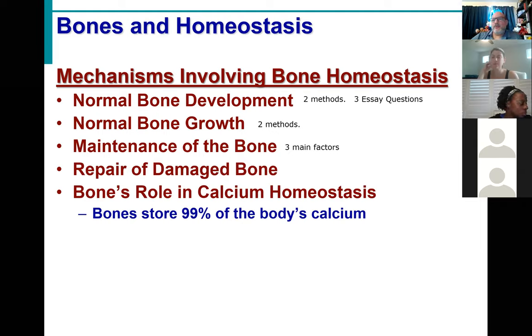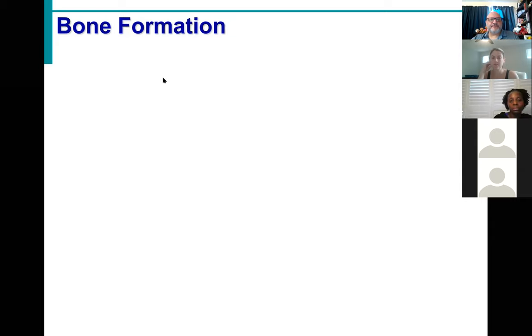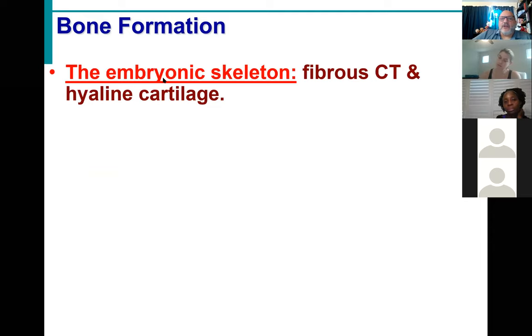So like I said, we've got a busy lecture for the next couple of weeks to talk about these things. So let's go ahead and get started. Starting first with the formation of bones.